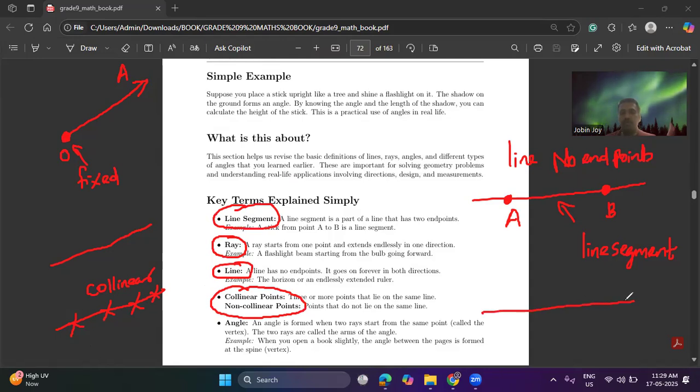Okay, so for example, if this is a line and the points are not on the line, then we call it non-collinear points. So that is the difference. Collinear means the points lie on the line, and non-collinear means points that do not lie on the same line. So that is the difference between collinear and non-collinear.